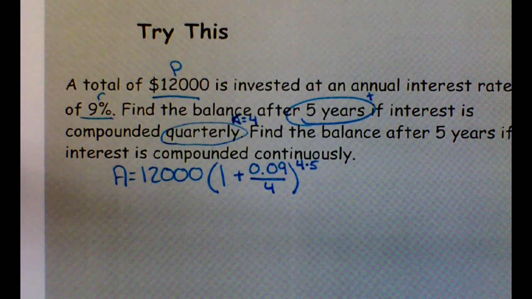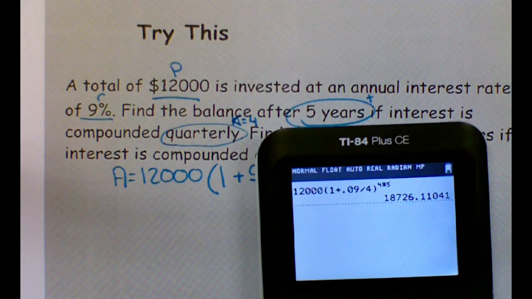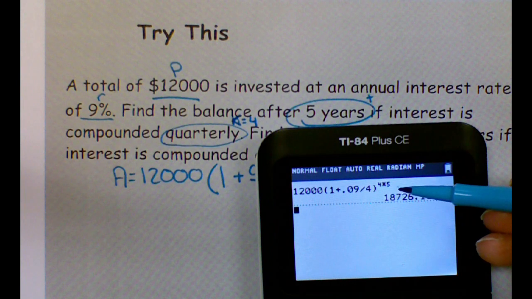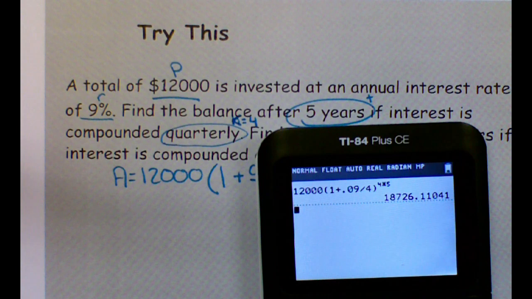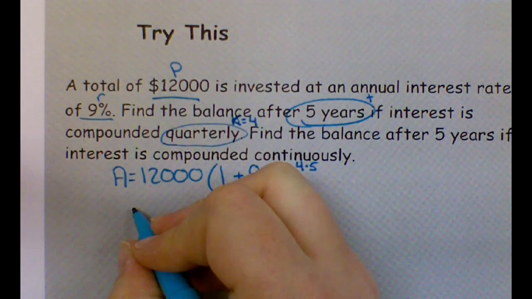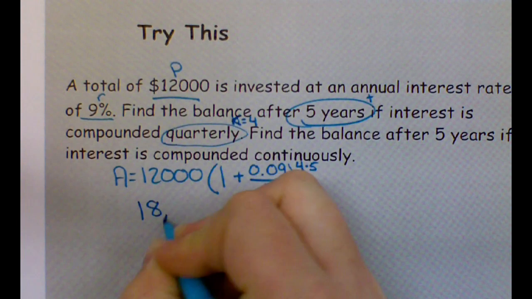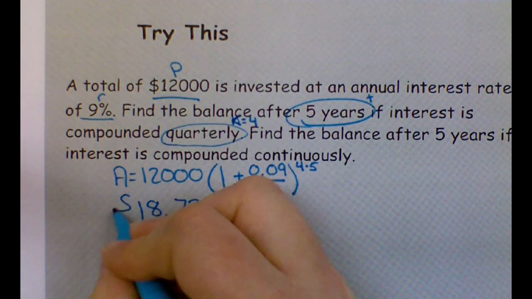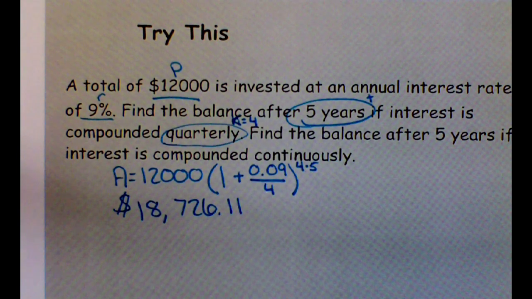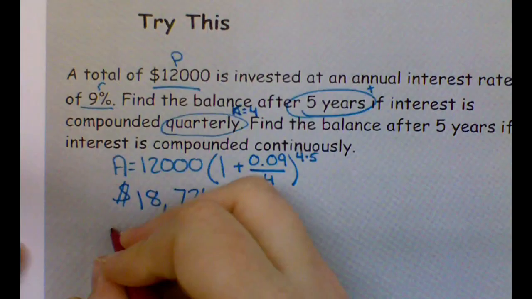Now, depending on your operating system on your calculator, you may need to put parentheses around your exponent. The newer ones, if it takes you up into the exponent, you don't need to worry about parentheses around it. But if you have the older operating system where it just does a little caret symbol, then you have to put parentheses around everything that goes in the exponent. So compounded quarterly, we will have $18,726.11 after 5 years. That is pretty good.